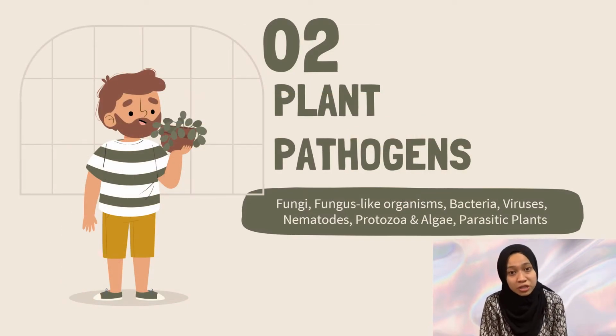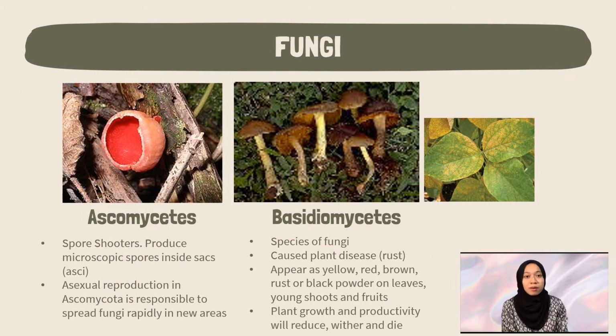We have reached the second content for our presentation, which is plant pathogens. We have fungi, fungus-like organisms, bacteria, viruses, nematodes, protozoa and algae, and the last one is parasitic plants. Plant pathogen agents for fungi are ascomycetes and basidiomycetes. Ascomycetes are spore shooters that produce microscopic spores inside sacs known as asci.